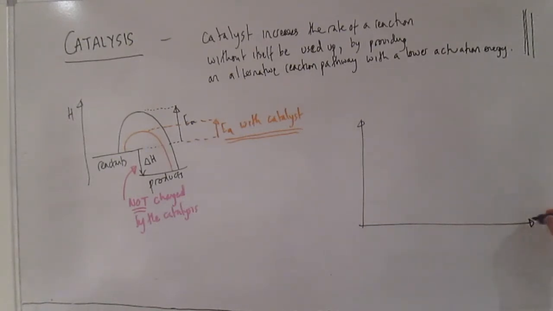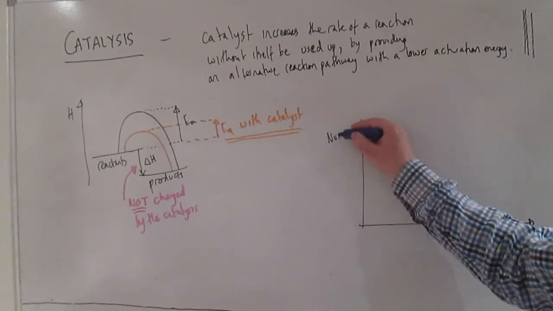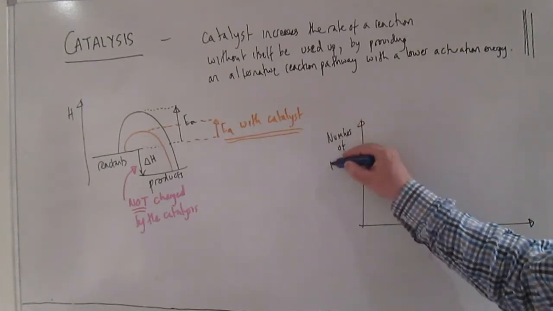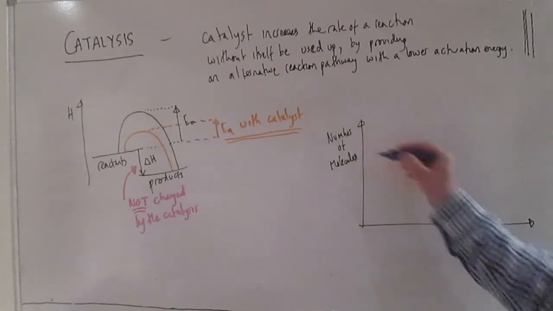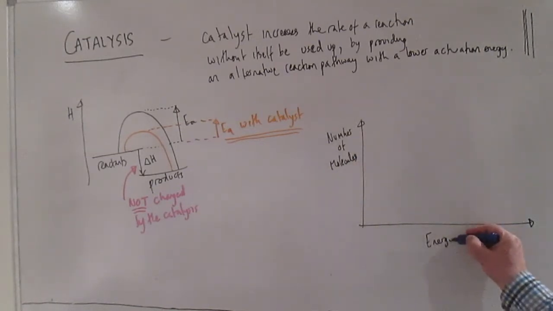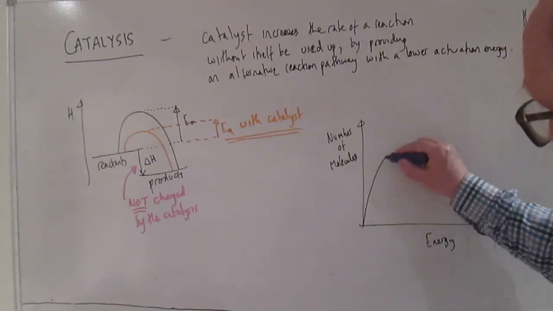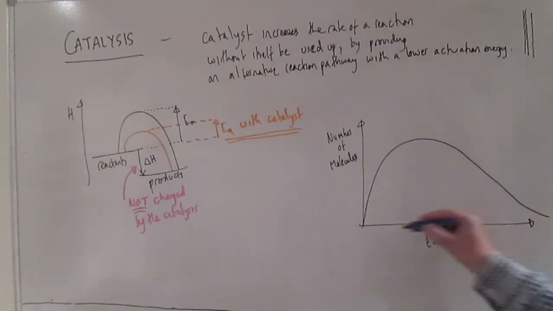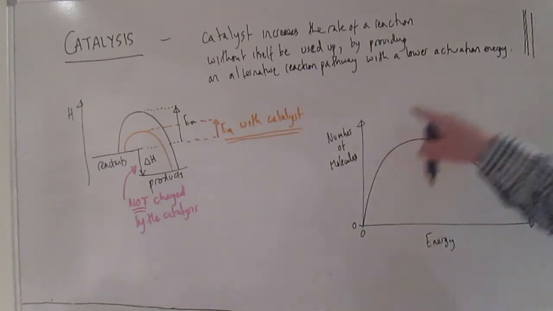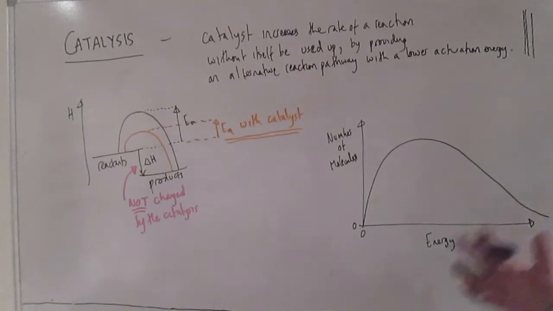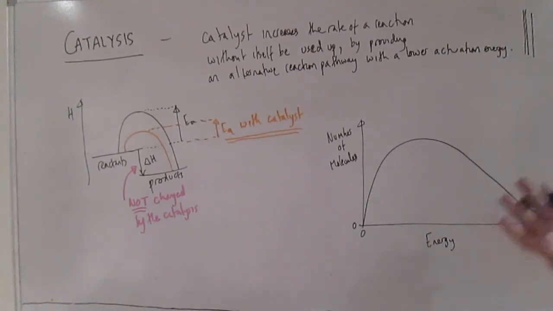So here's our Boltzmann distribution. We've got number of molecules here, and energy along the bottom. And here's our curve. As we've discussed, that curve is a function of the temperature, but it doesn't change for anything else. It doesn't change if you change the concentration, nor does it change if you put a catalyst in there. So that's really important. The curve stays the same, but what changes is the activation energy.